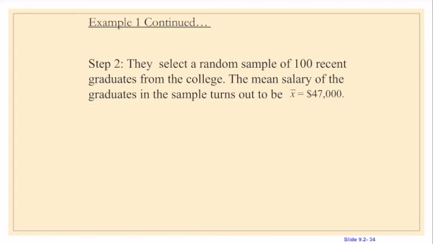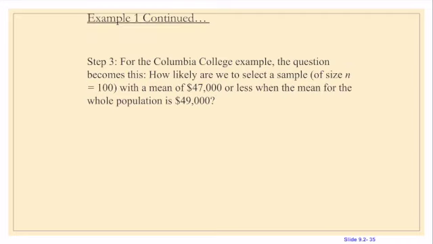Next, let's say they select a sample of the 100 most recent graduates from college, and the mean salary of the graduates turns out to be $47,000. Now that's less than $49,000, but is it statistically significant? I need to find out. So, how likely are we to select a sample size of n equals 100 with a mean equals 47,000 or less when the mean for the whole population is $49,000?